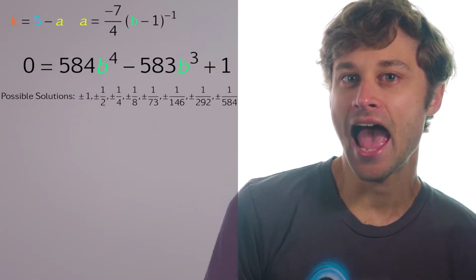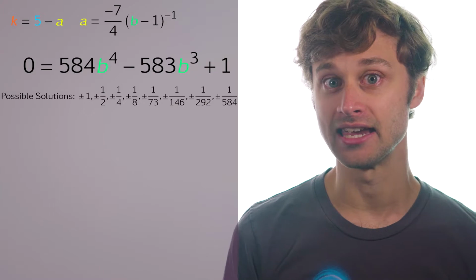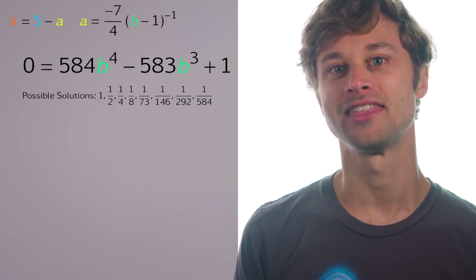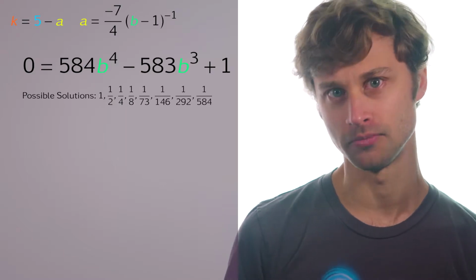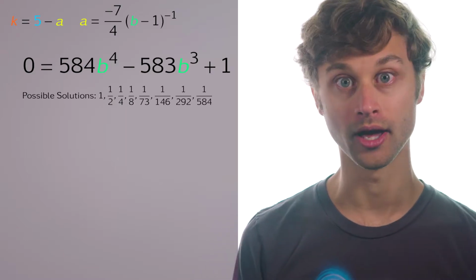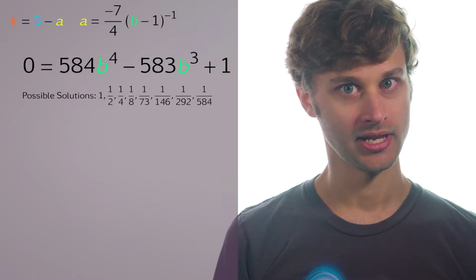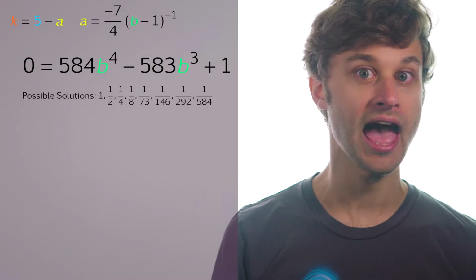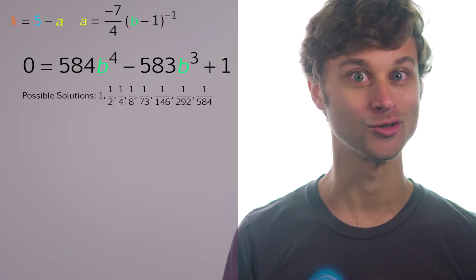We can eliminate half of them because we know that b can't be negative, so we're left with all the positive factors here. But that still leaves us with 8 things to try, which is probably 8 too many. We can also eliminate 1 because we know b can't equal 1. However, it may be advantageous to break this down by factoring out the factor x minus 1.